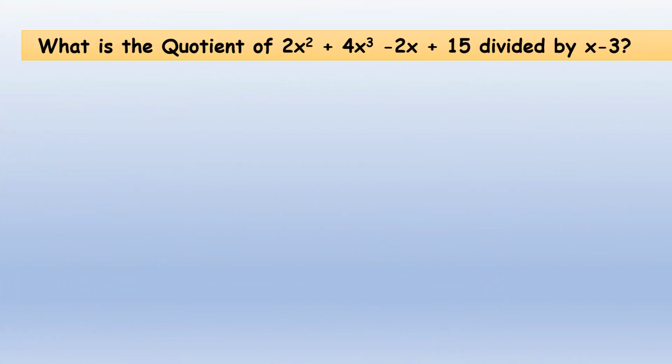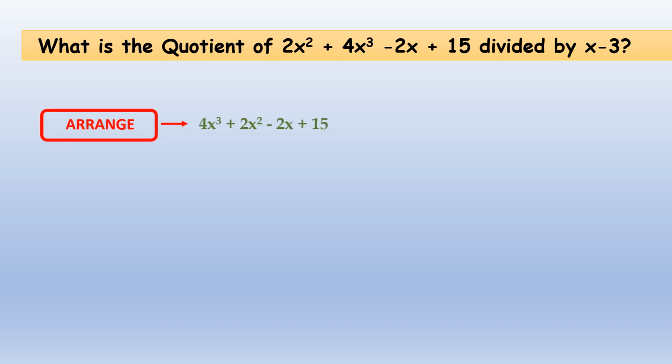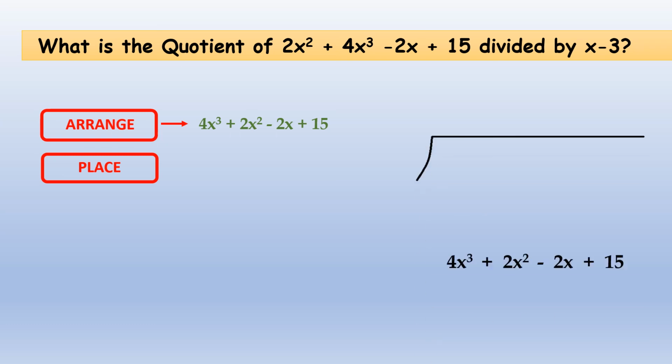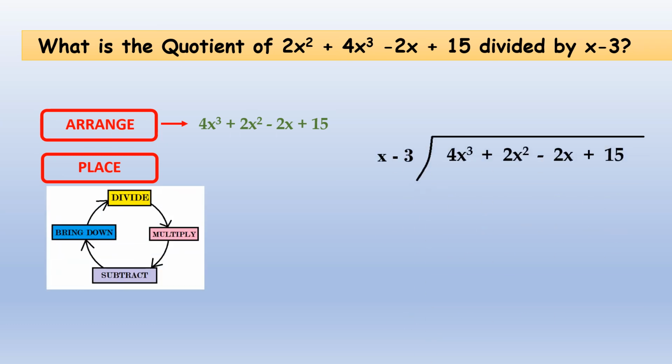What is the quotient of 2x squared plus 4x cubed minus 2x plus 15 when divided by x minus 3? Arrange first the dividend, that is 4x cubed plus 2x squared minus 2x plus 15. Place the dividend and the divisor, and use the cycle divide, multiply, subtract, and bring down.